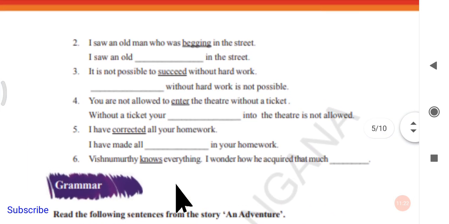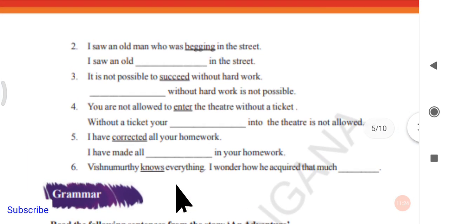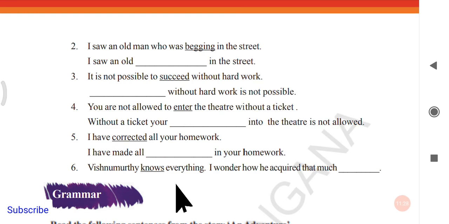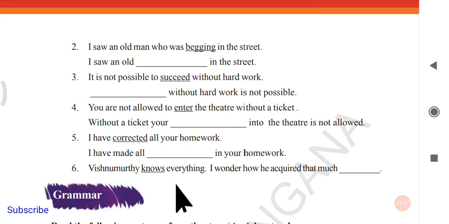We have the second question here. I saw an old man who was begging in the street. So what would be the word here? I saw an old man who was begging in the street. What would be the noun form? Yes, that's very easy. The noun form is nothing but beggar.